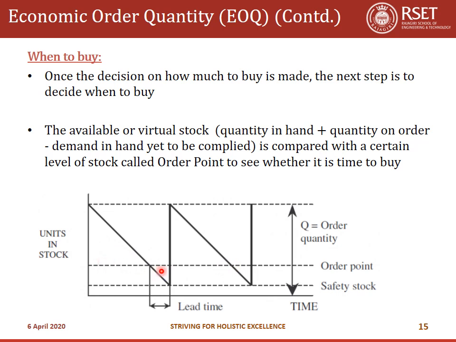So there is an order point, that is, you know that if you order at this point, by the time your stock reaches your safety stock, this order would be delivered and you would again have units in hand. So that is what is known as order point, and you should have an idea of what the order point is in order to make sure that you never go below your safety stock.